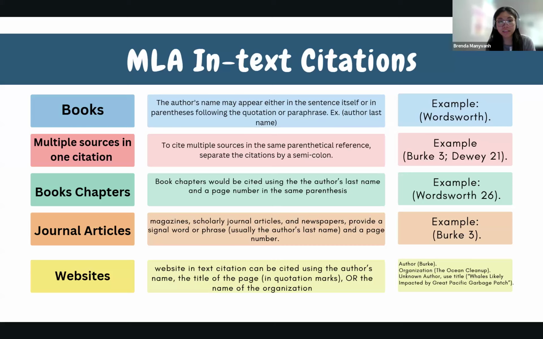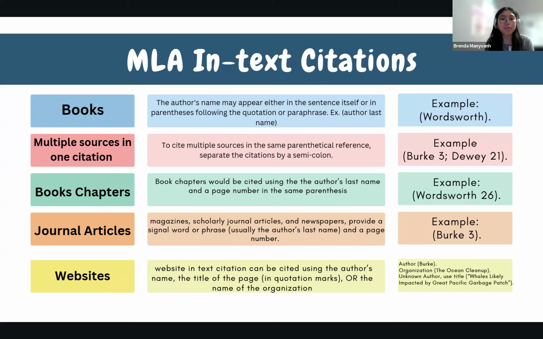So if you could see my example, I have Burke 3, semicolon, Dewey 21. That's how you'll use two citations or reference two citations. And then if you're using a book chapter, just make sure to add the page number at the end that you're specifically referring to. And then if you're using a journal article, same thing, author's last name and then page number if the page number is available.